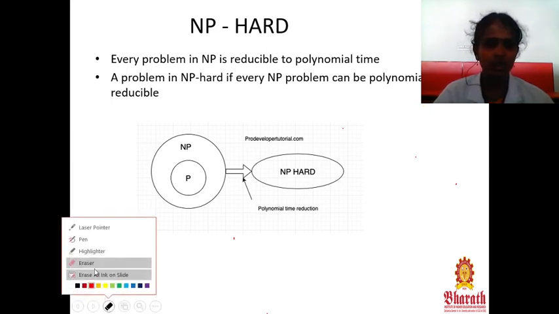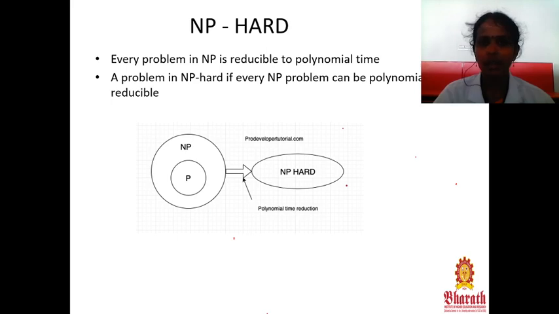Next, this is the NP hard problem. If you are converting this NP problem into NP hard, I am applying the polynomial reduction. If you apply polynomial time reduction to any problem, we can say it is an NP hard problem.